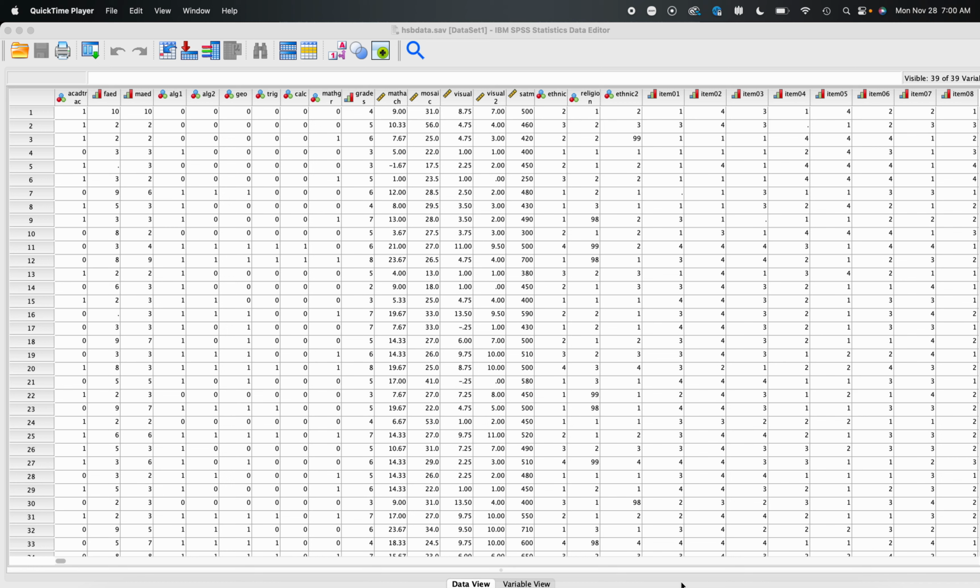Chi-square test. And when we're doing chi-square, this is used when I have two variables that are either nominal or ordinal.